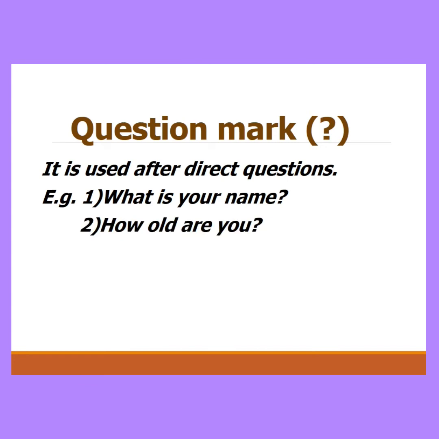Second example, how old are you? Again, here you can see a question mark at the end of the statement. And we are asking that person how old he is. And in both these examples, we are beginning it with a capital letter. Third example, when is your birthday? Again, the statement is ending with a question mark and beginning with a capital letter.